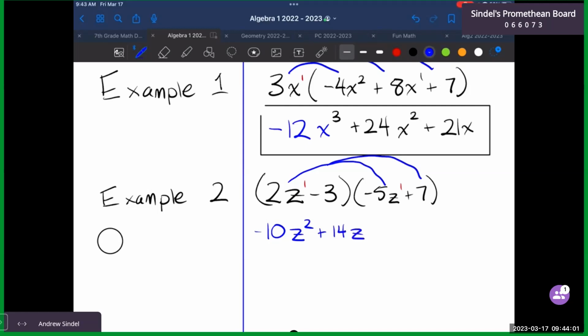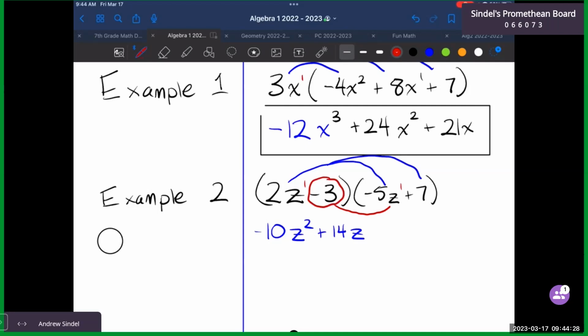Now this next one, be careful about this one. A lot of people will make this mistake. They'll say 3 times negative 5z. That's incorrect. You're doing negative 3 times negative 5z. You always take the sign in front of it. So we're going to fill in negative 3 times negative 5z.